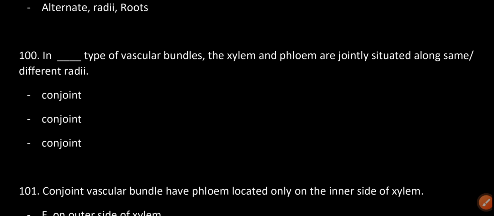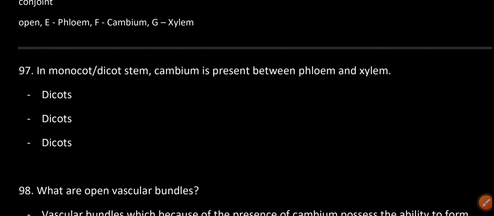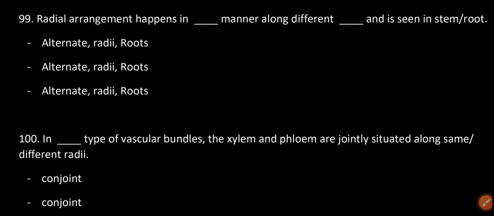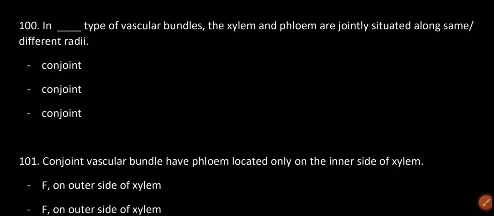In conjoint type of vascular bundles, the xylem and phloem are jointly situated along the same radii.